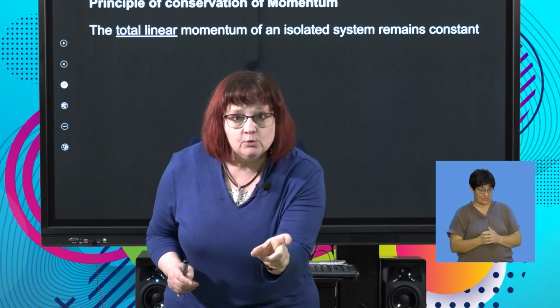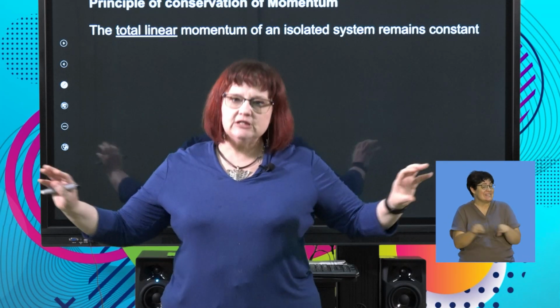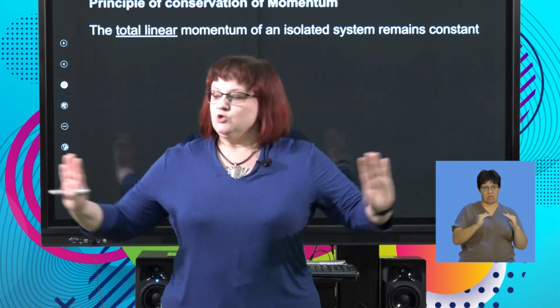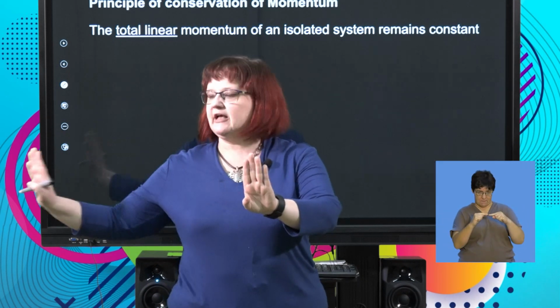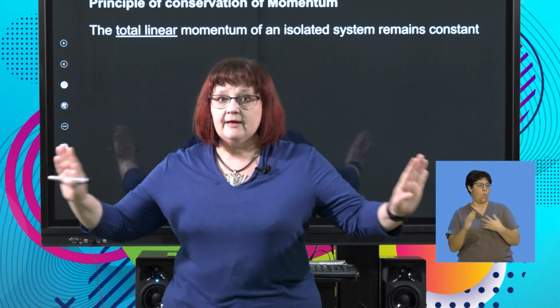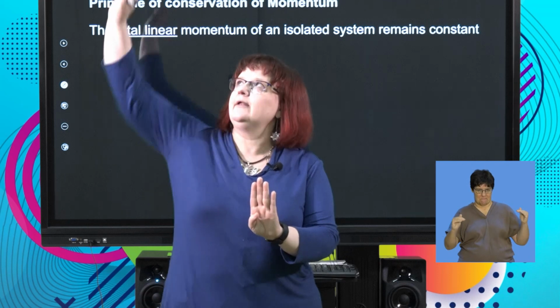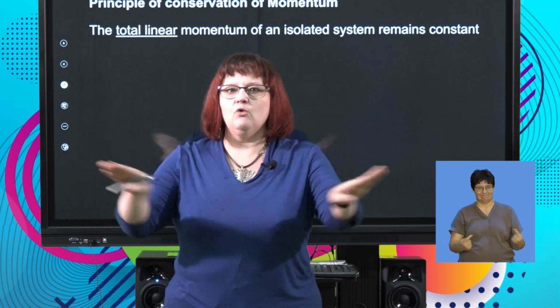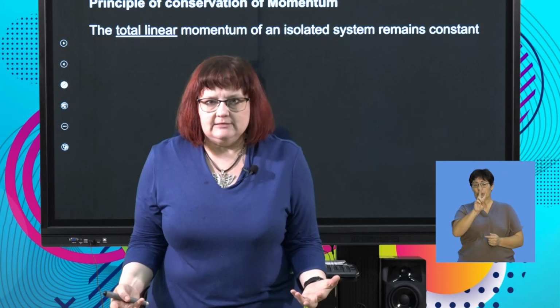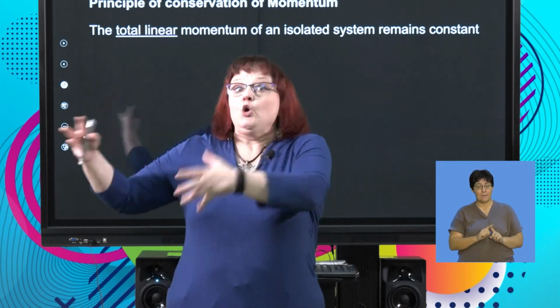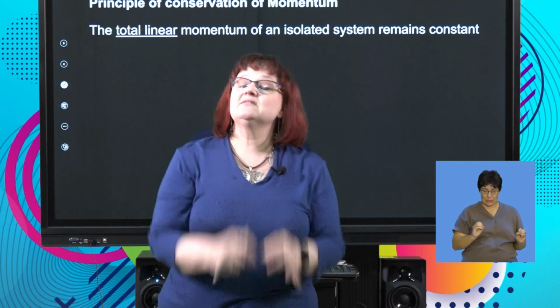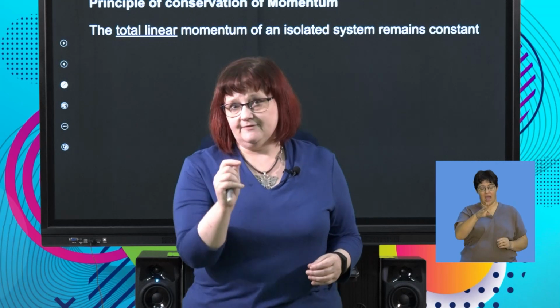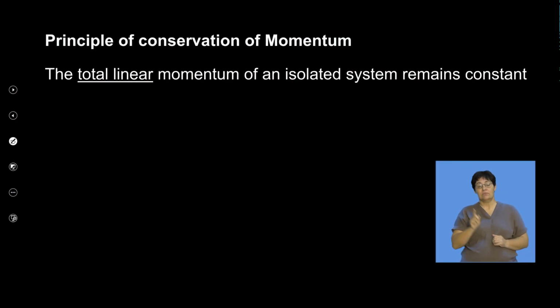We only deal with momentum that happens in the same plane. Generally, it's going to be horizontal. So we'll have two objects moving horizontally towards each other and hitting, or exploding from each other, but they have to be in the same plane. I can't have one coming down and the other going sideways. They don't go off at angles. We don't do two-dimensional momentum. Even though we don't do two-dimensional momentum, you still have to put the word linear in your definition. So this principle says that the total linear momentum, and by using the word total, that means size and direction, remains constant. It doesn't change.